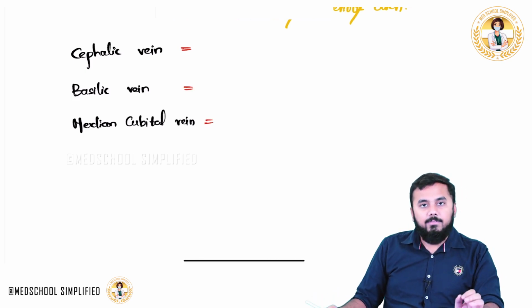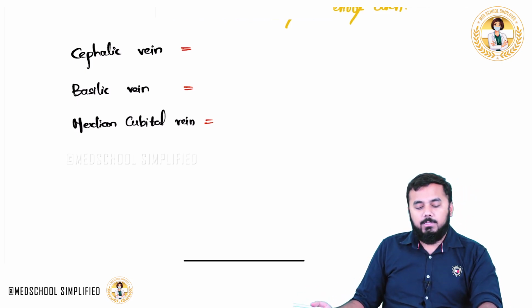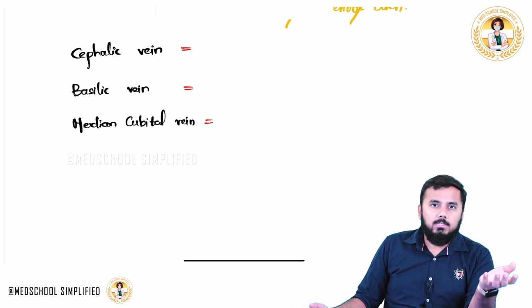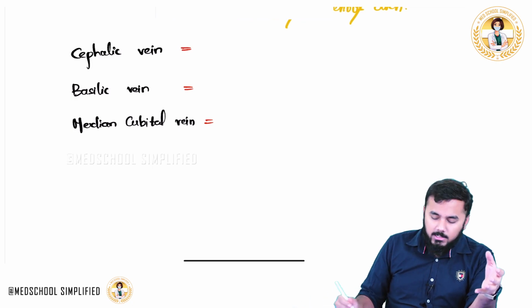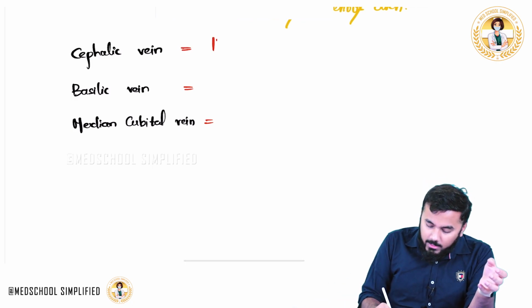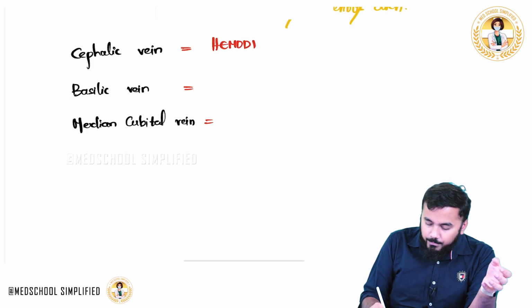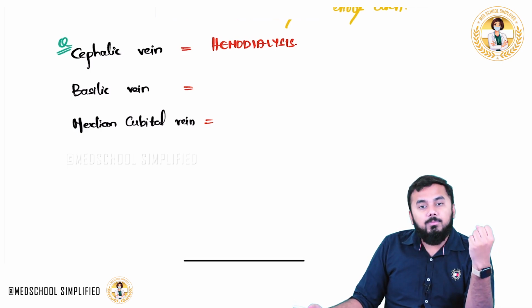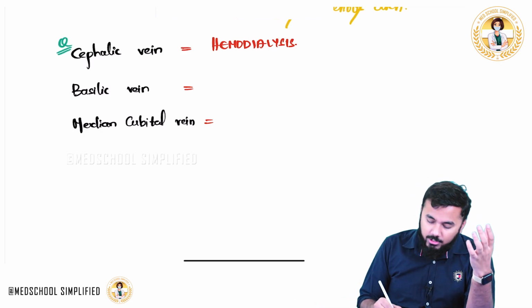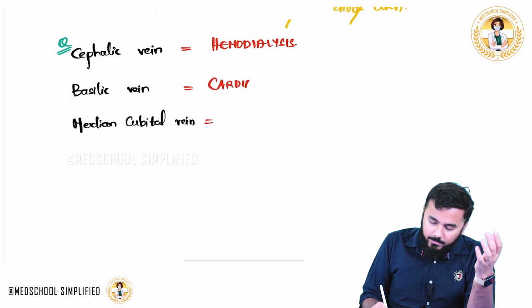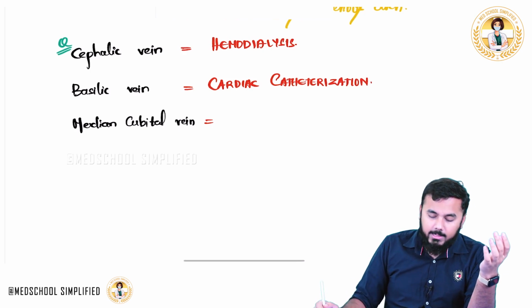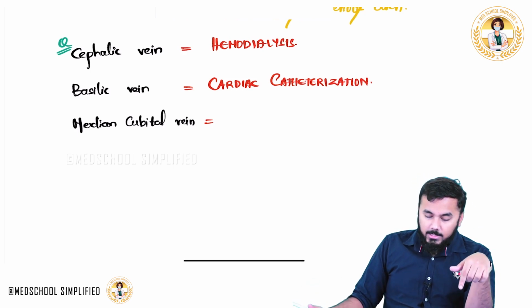Now, what are the uses of the cephalic vein? The cephalic vein basically we use for hemodialysis. For any kind of dialysis we use the cephalic vein. So the cephalic vein is mainly used for hemodialysis. Keep this in mind, this can be an MCQ. The basilic vein is mainly used for cardiac catheterization.